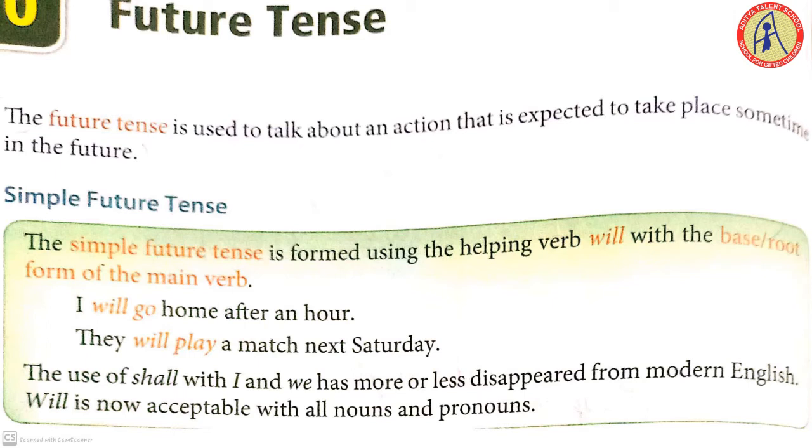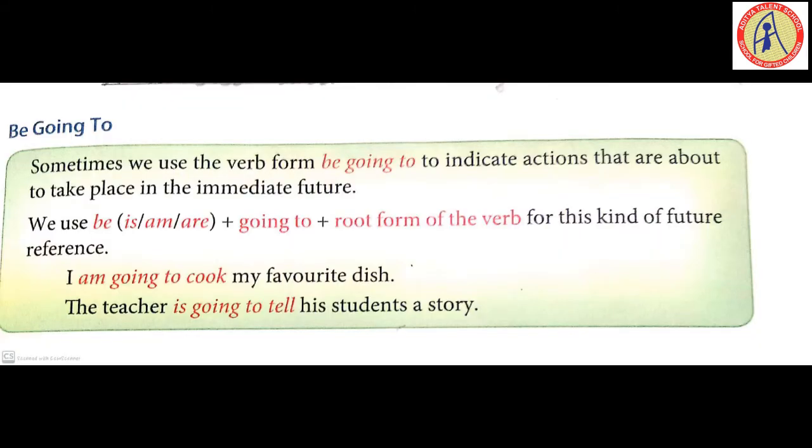We use the verb form be going to indicate actions that are able to take place in the immediate future. We use be forms like is, am, are plus going to plus root form of the verb for this kind of future. I am going to cook my favorite dish. The teacher is going to tell his students a story. In this manner, we will be writing be going to in the future.